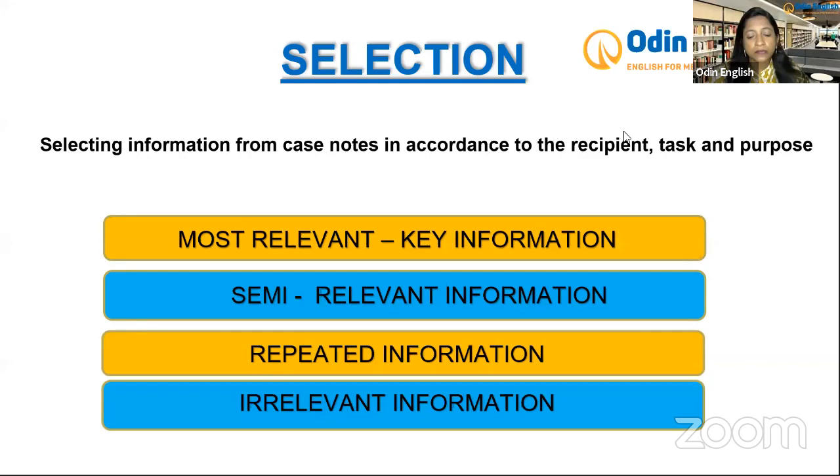Coming to the semi-relevant information, it depends on a lot of things, whether it is really needed or not. You have to use your skills, you have to use your experience and see whether these semi-relevant information, which are not most relevant but semi-relevant, will in any way influence the care? Will the reader get any help from getting that particular information? If the reader won't get any particular help from getting that information to provide that specific care, then you don't have to add it. Repeated information.